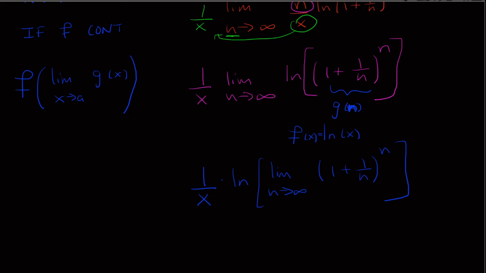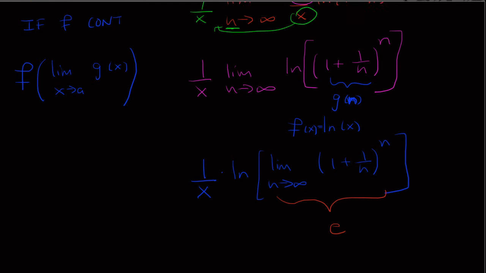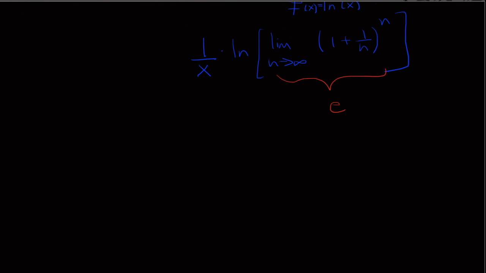The limit, this thing right here, is just e. So that's a famous limit. And so we have 1 over x times ln of e, which is just 1 over x, since the natural log of e is 1. So what we just proved is that the derivative of natural log of x is 1 over x.